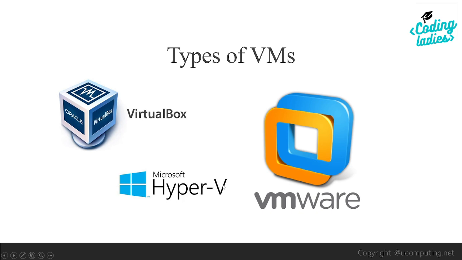We also have the Microsoft Hyper-V. You can have access to that too. So these are three virtual machine software that you can install on your one physical computer so that you have access to other operating systems. The most popular one is VMware, so I'll be using VMware for all the other demos that we will be doing.